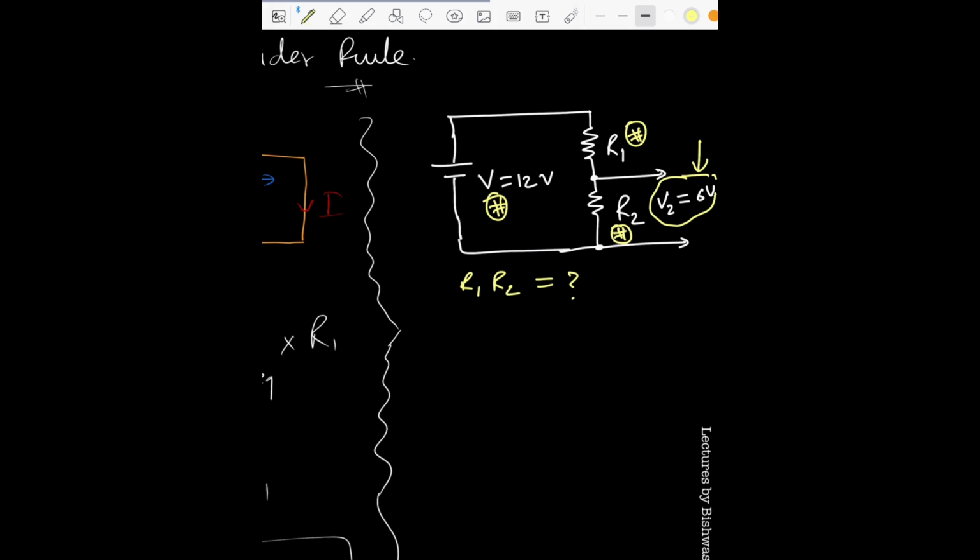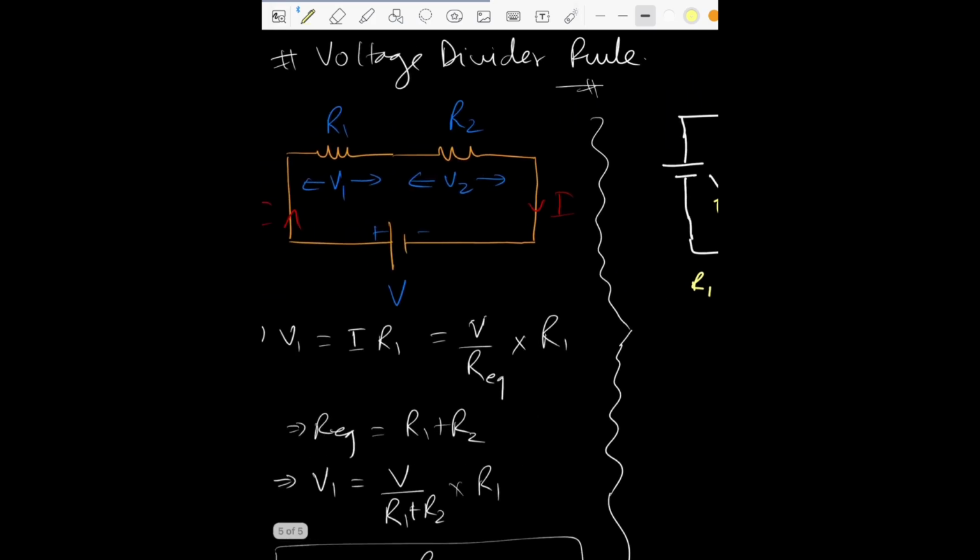In this whole process, we have no idea how much current I is flowing through this circuit, and we have no idea what R1 and R2 are. This is the whole point. And there's a formula that actually gives this V2 output directly, without even calculating the current I running in the circuit. So that's the beauty of the voltage divider rule. It makes things easier.